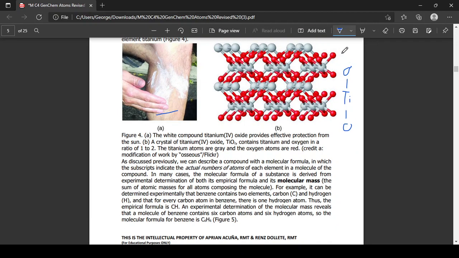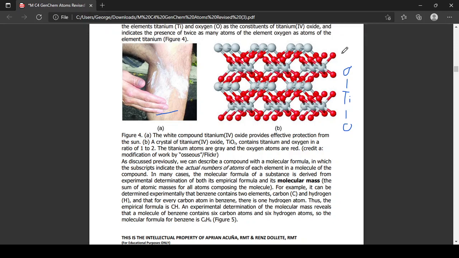As discussed previously, we can describe a compound with a molecular formula in which the subscripts indicate the actual number of atoms of each element in a molecule of the compound. In many cases, the molecular formula of a substance is derived from the experimental determination of both its empirical formula and its molecular mass. Sum of atomic masses for all atoms composing the molecule. For example, it can be determined experimentally that benzene contains two elements of carbon and hydrogen, and that for every carbon atom in your benzene, there is one hydrogen atom.